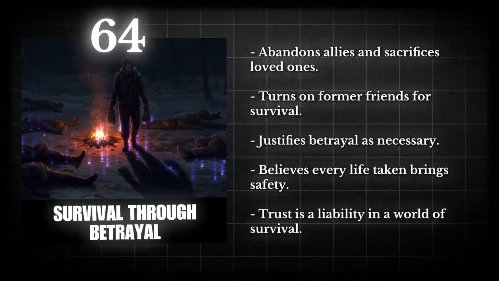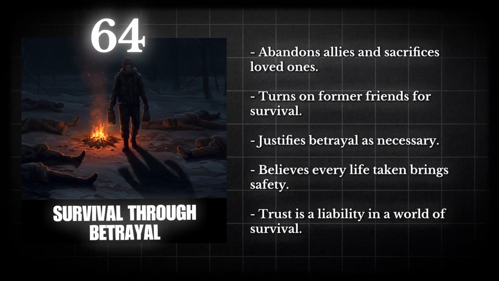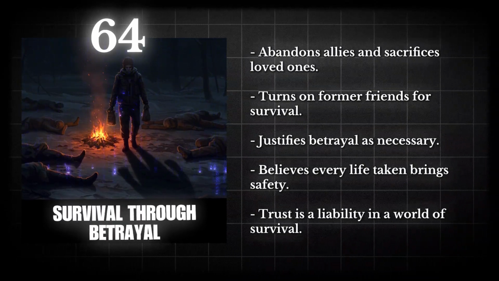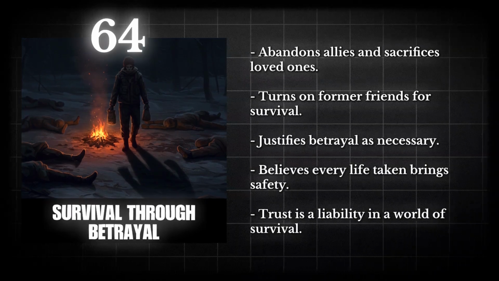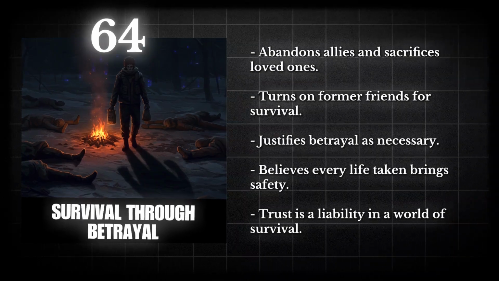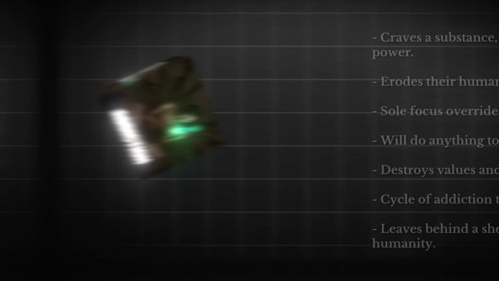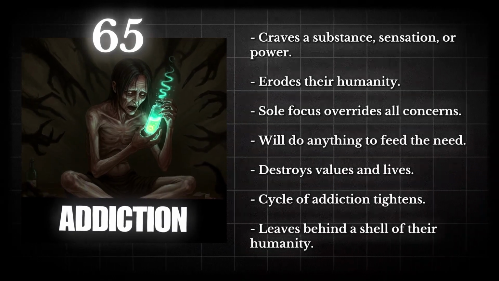64. Survival through betrayal. The villain abandons allies, sacrifices loved ones, and turns on former friends to ensure their own survival. They justify betrayal as necessary, believing that every life taken brings them one step closer to safety. For them, trust is a liability in a world where only the strongest survive. 65. Addiction. The villain craves a substance, sensation, or power that erodes their humanity.